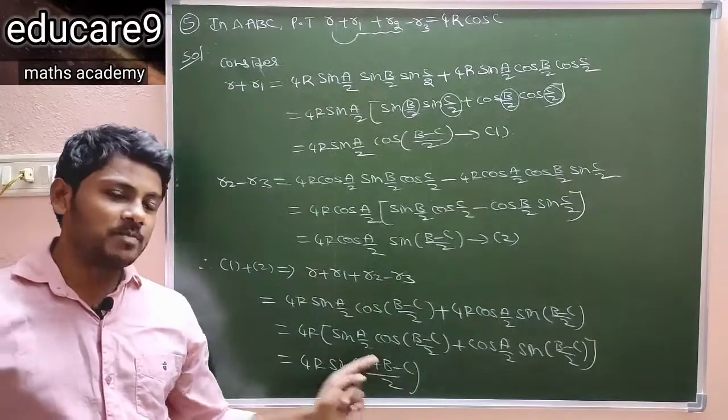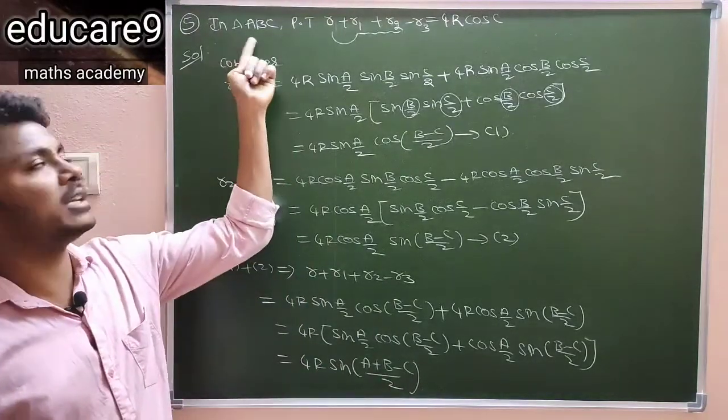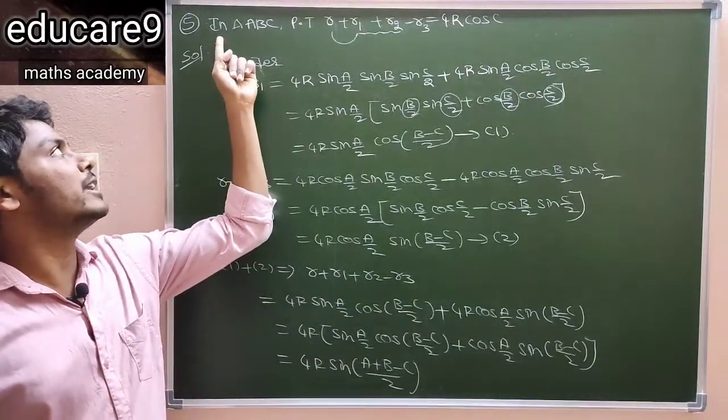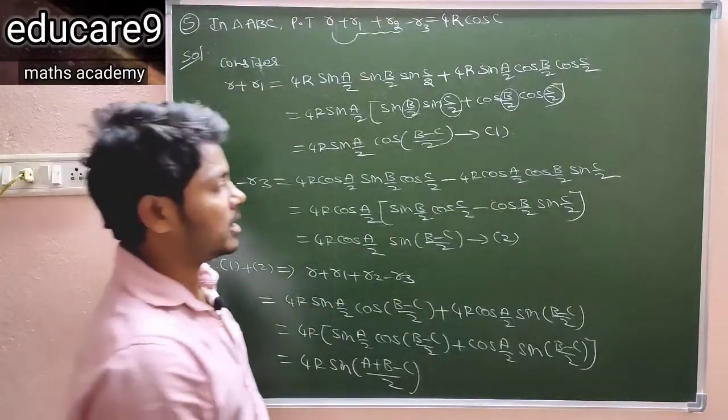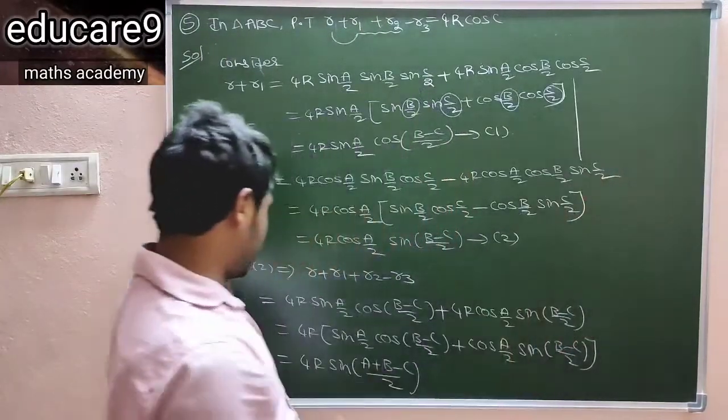So how to write A plus B? A plus B plus C is 180 because here it is given in triangle ABC. Okay. So see here, this is what?